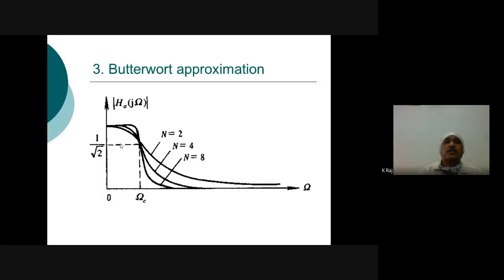Now see the graphical representation of the Butterworth approximation. Here we are getting a flat response in the passband and a flat response in the stop band. If we increase the order of the filter, see here the example that represents the different graphs for the different orders. For n equal to 2, 4, and 8, we will find that as we increase the order of the filter, we are moving towards the ideal response of the filter. It means the higher the order, the better the response.